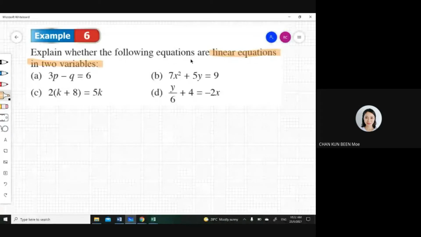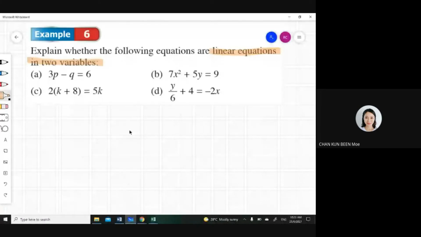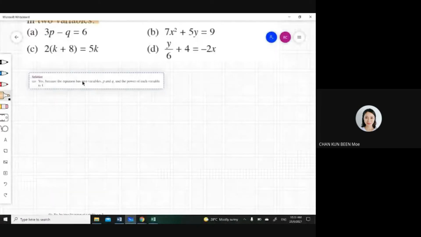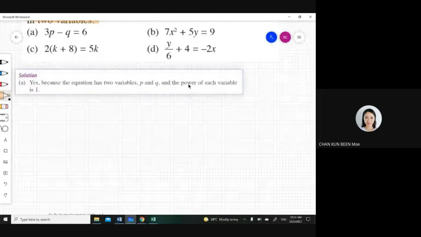We just need to find out whether it is a linear equation in two variables. So you just need to find out whether this has an equality sign. So it is an equation. So are there two variables here? Yes, the equation has two variables, which are P and Q, and the power of the variable is 1. Okay, therefore it is a linear equation in two variables. Okay, so I'll drag the answer up. This one is a linear equation in two variables.